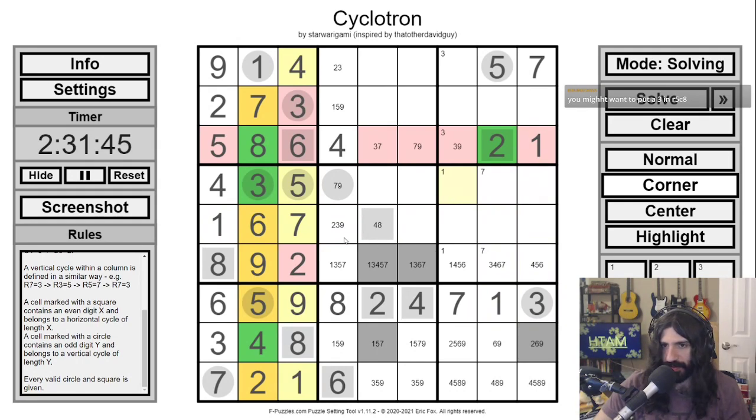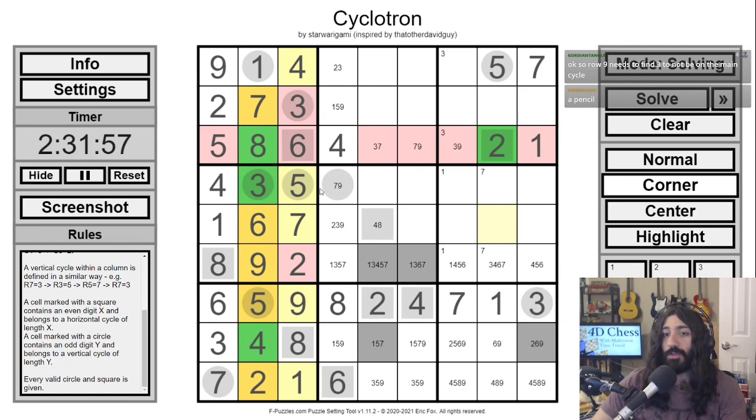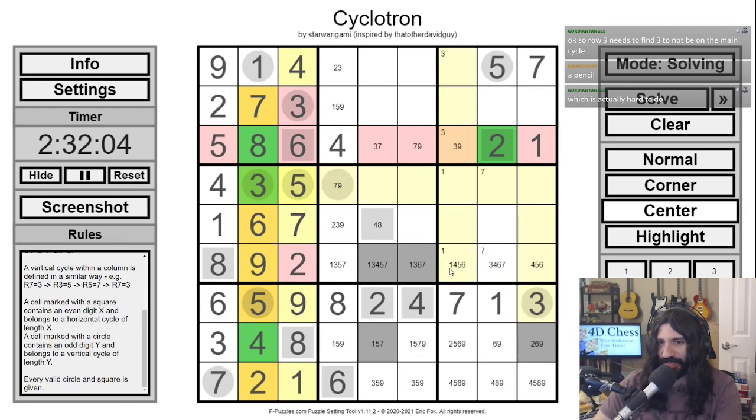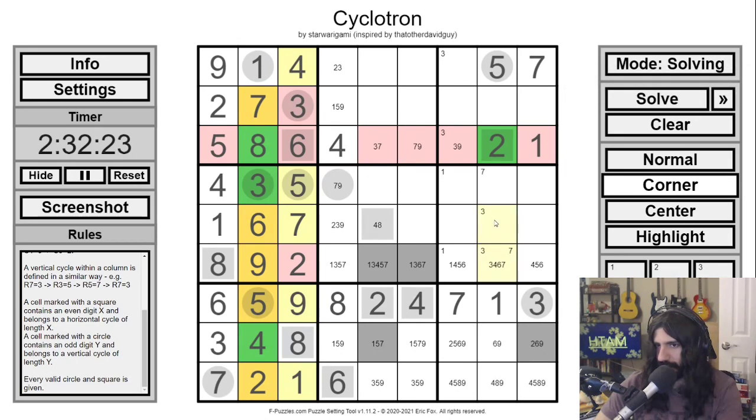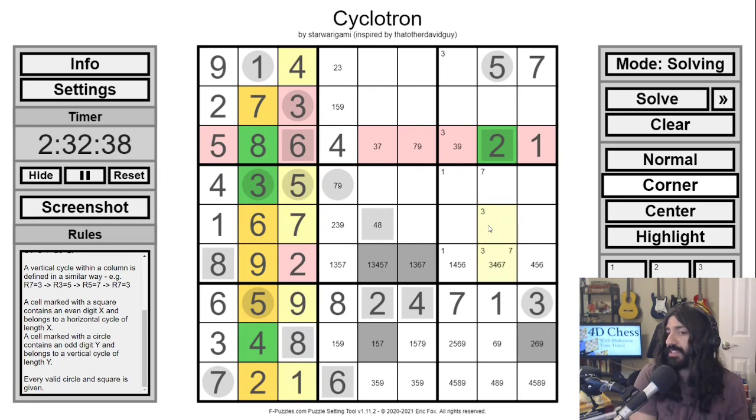Might want to put a 3 in row 5, column 8. Regular Sudoku! 3 here, 3 here. 3s here. And then one of these has to be a 3. This can be a 3. It's the 3 in one of these, right? Pencil. Yeah, okay. One of these is a 3, right? Only two options. Row 9 needs to find 3 to not be on the main cycle. Oh, Jesus. Yeah, that would give us stuff, though, right?